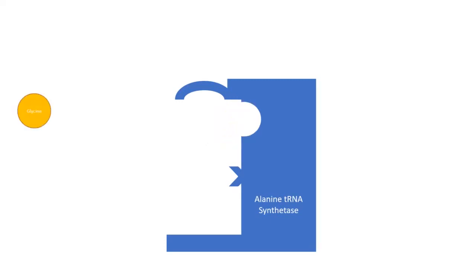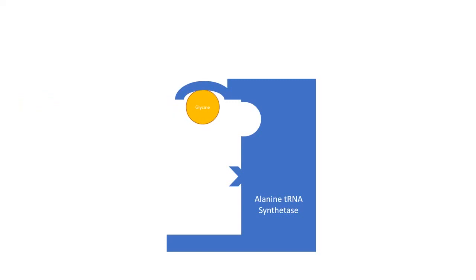On the other hand, let's say a different amino acid, a smaller one, in this case glycine, mistakenly binds to the site on the alanine tRNA. In other words, it's the wrong amino acid, but it does fit into the binding site, not perfectly, but just enough to bind.